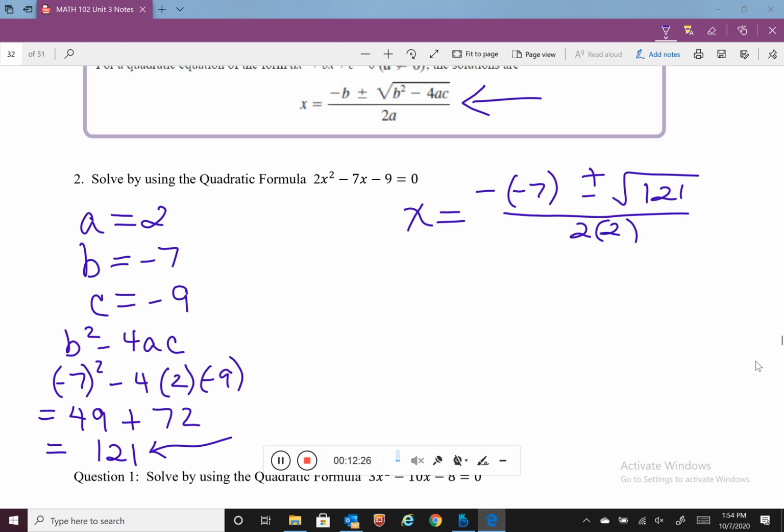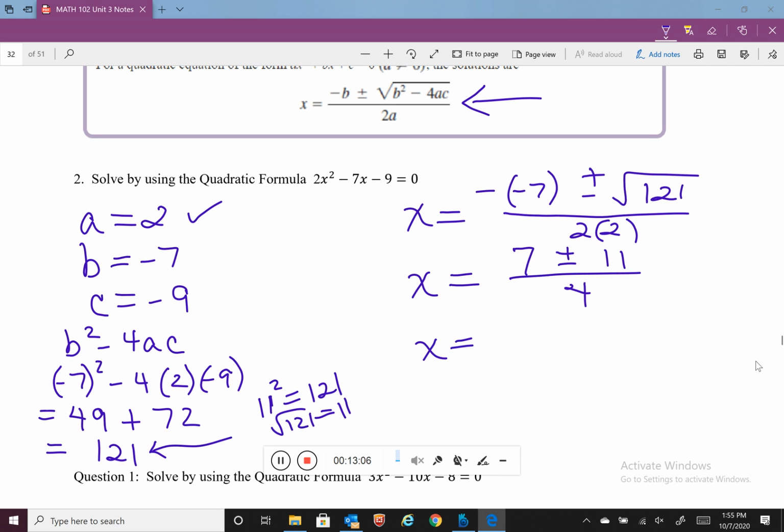And a is 2. Now, one of the things we want to be conscious of is the fact that with completing the square, a has to be 1. But with the quadratic formula, a can be anything except for 0. So a negative of a negative is a positive. So we have positive 7 plus or minus, and remember 11 squared gives us 121. Therefore, the square root of 121 is 11. And then this is all divided by 4.